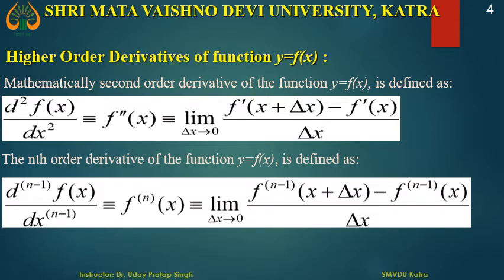Now, what is second order derivative? Second order derivative of function y is equal to f of x is defined as limit delta x tending to 0 of f dash of x plus delta x minus f dash of x divided by delta x, right? And nth order derivative is defined as limit delta x tending to 0 of the n minus 1th derivative of f at x plus delta x minus the n minus 1th derivative of f at x, divided by delta x.